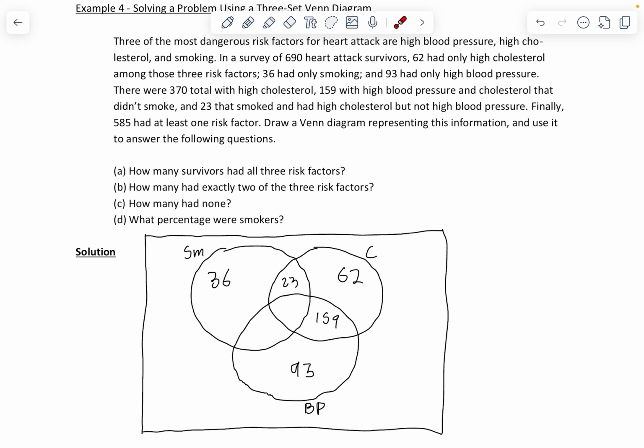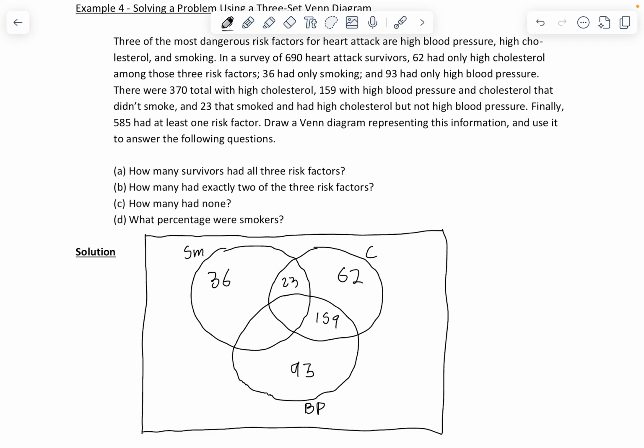So let's back up a little bit and see if we can do something with this number. There were 370 total with high cholesterol. Now in the high cholesterol circle, I have 3 of the 4 regions filled in. So I can figure out this region by taking the sum of 23, 62, and 159 and subtracting that sum from 370. So let's do that.